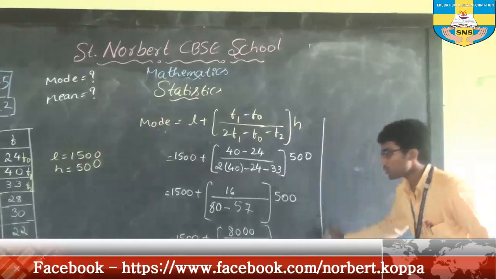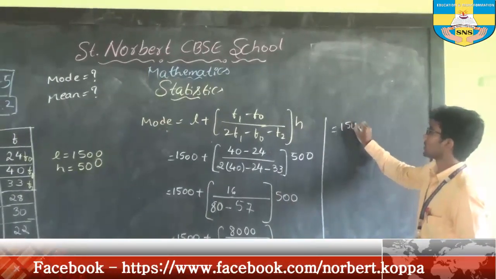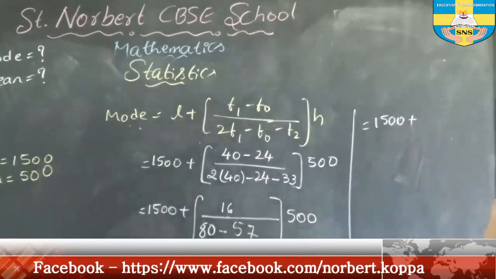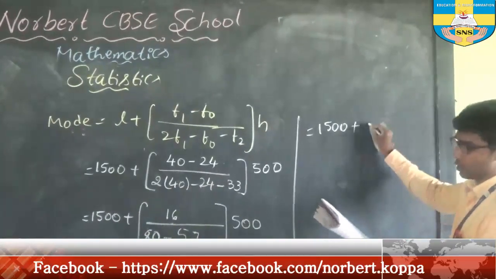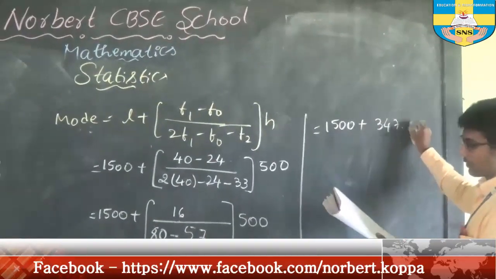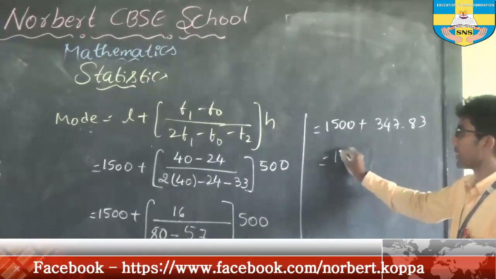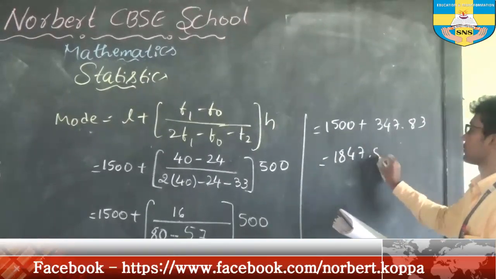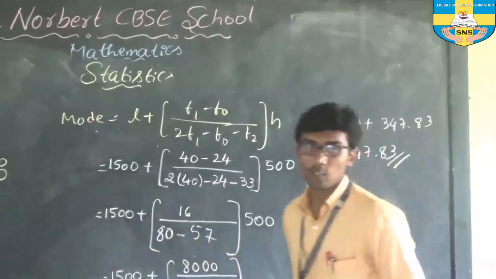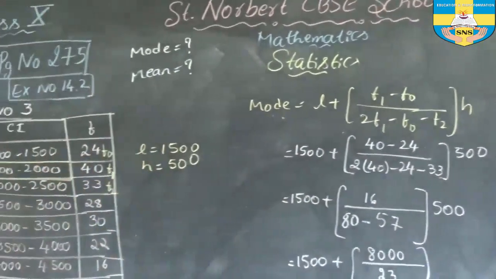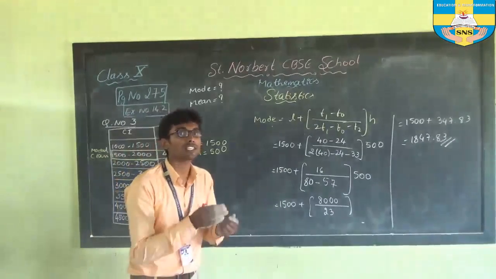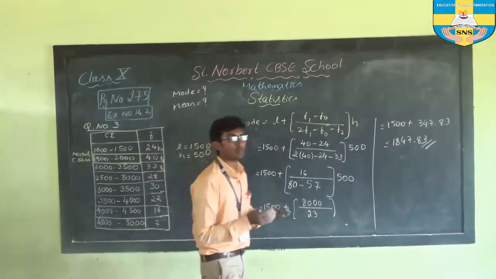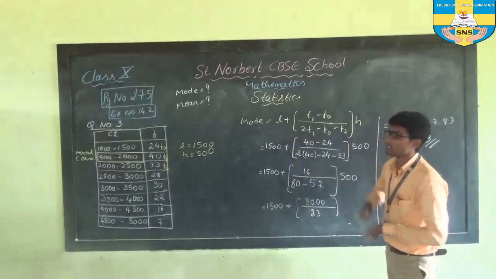Finally, when you calculate and write the final answer, you can divide it by yourself and check whether the answer is correct or not. You will be getting 347.83, and the final answer is 1847.83. So the mode of this data will be 1847.83. This is the first step. If it is 4 marks, you will be getting 2 marks when you finish this step.